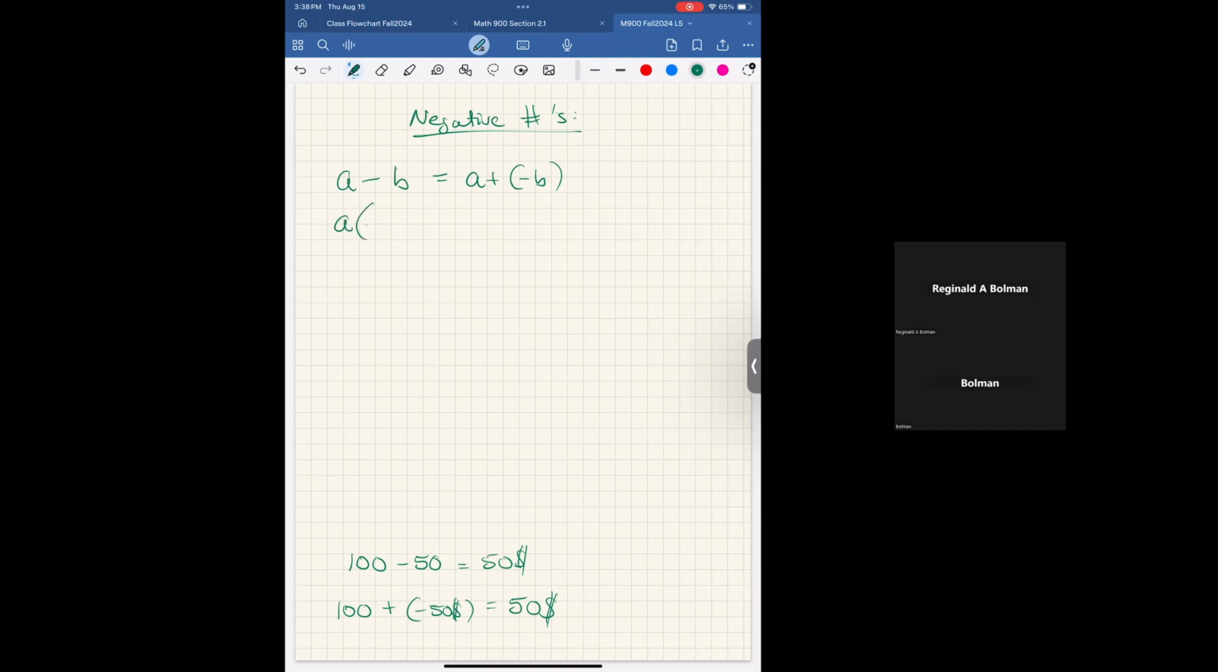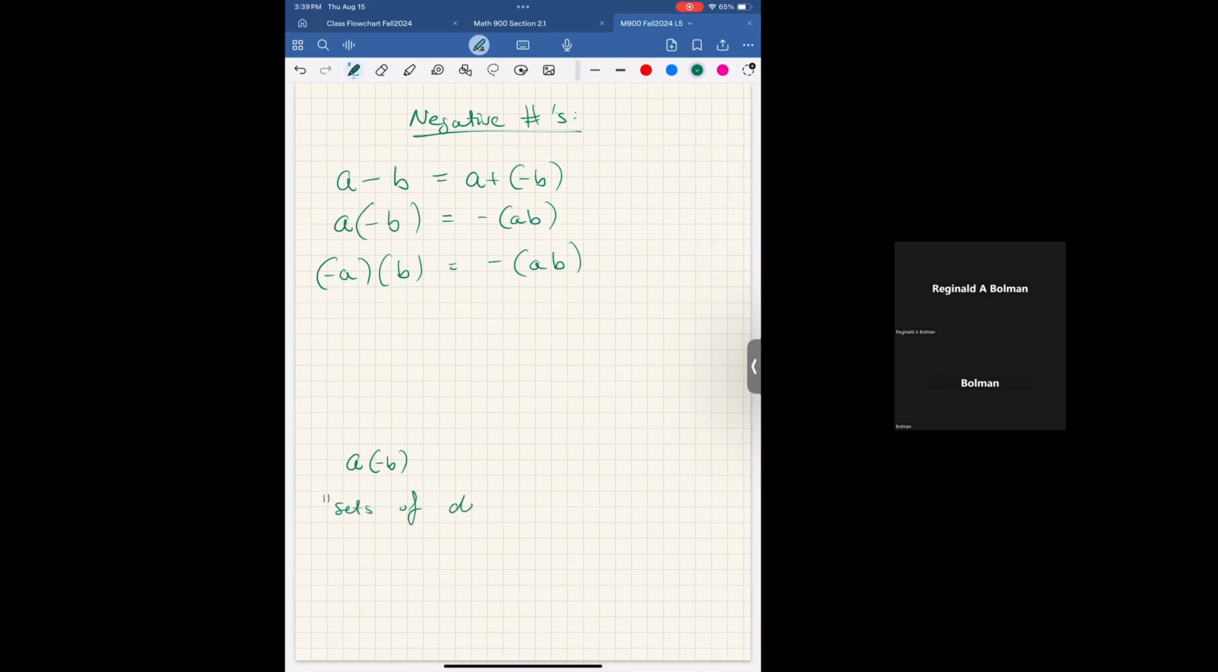Another property of negative numbers is that when you multiply a positive with a negative, you're left with a negative result. And if I take a negative and multiply it with a positive, I'm left with a negative result. So how can we explain that? Well, if you take a positive number and multiply it with a negative, you might think of this as sets of debt. Sets of someone owing you some money.